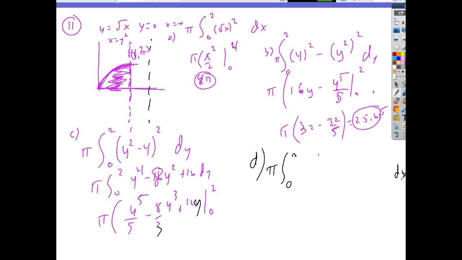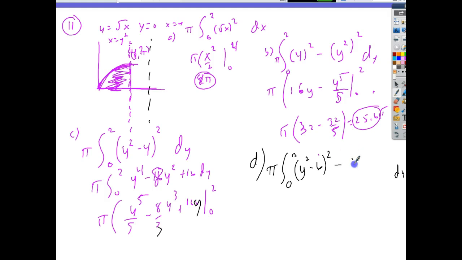Y equals square root of x, but we're writing it in terms of y. Y squared. But I'm going around 6. So what do I write? Minus 6. That whole thing squared. Minus the whole. What's the equation for the whole? The inside. What's the equation for the inside?